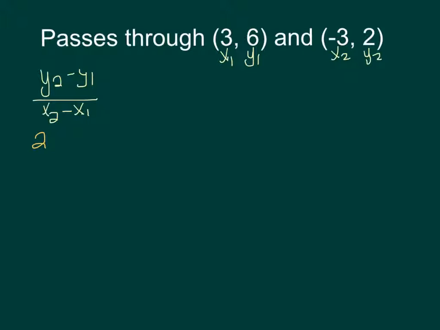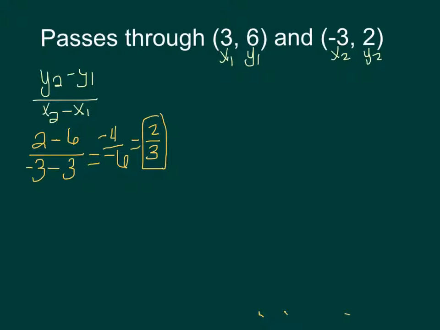Y2 is 2 minus y1, which is 6, over my x2 value, which is -3, minus my x1 value, which is +3. 2 minus 6 is -4. -3 minus 3 is a -6. So I have -4 over -6. That gives me 2 over 3 if I reduce it, because the negative over negative changes it to positive, and then 4 over 6 reduces to 2/3.